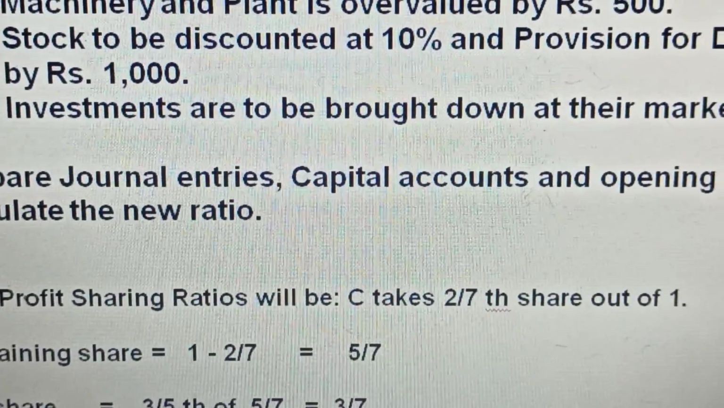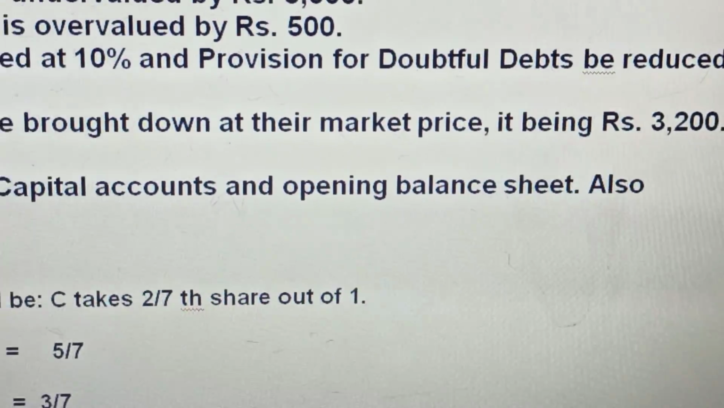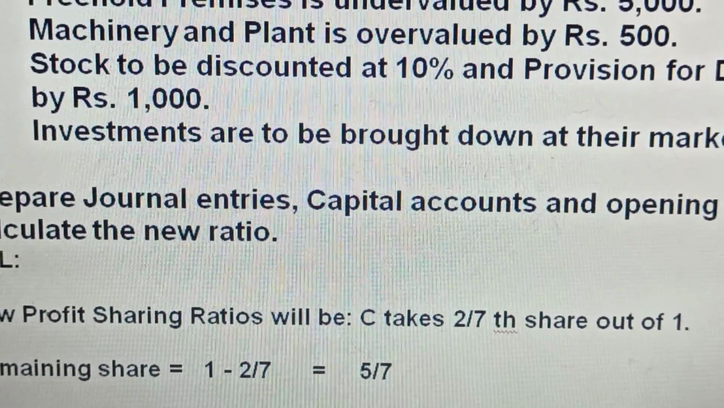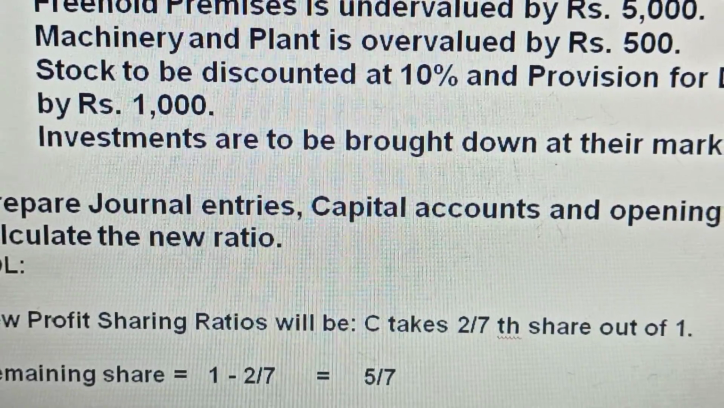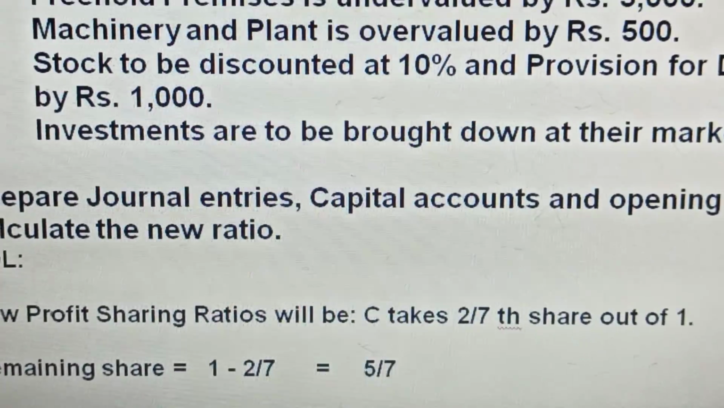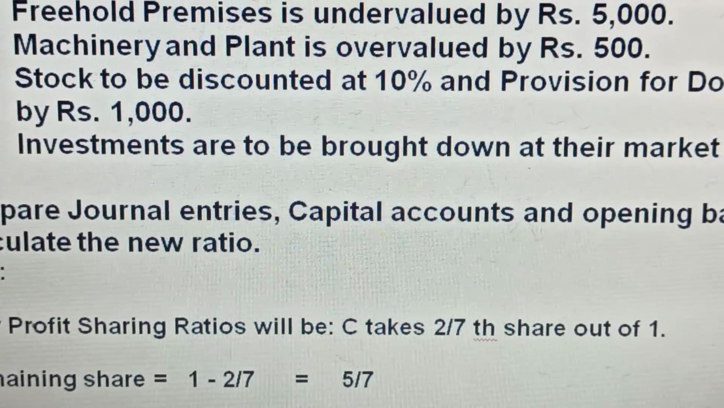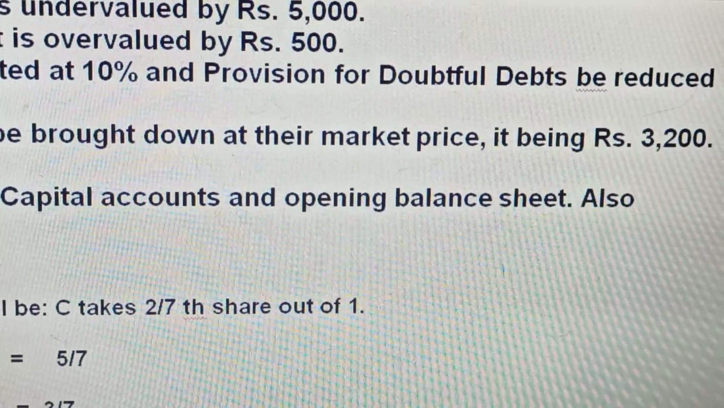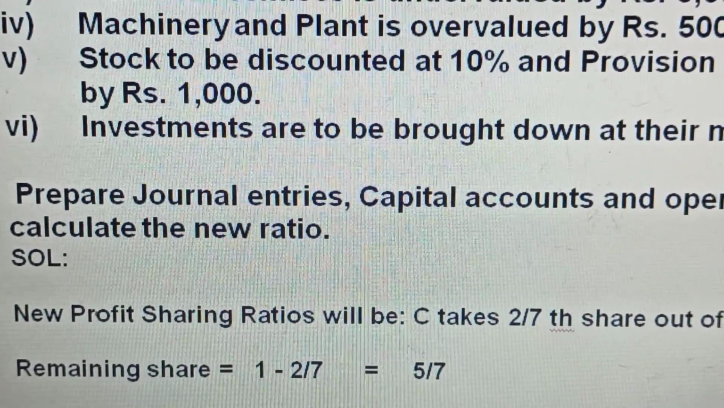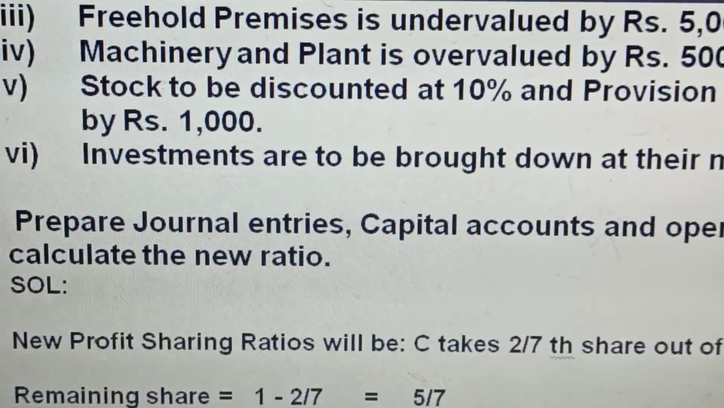Further, it is said stock is to be discounted at 10% and provision for doubtful debts is to be reduced by rupees 1,000. The liability is reducing. Liability reduces on the credit side. Investments are to be brought down to the market price, it being rupees 3,200. Now you have to prepare the journal entries, capital accounts, and the opening balance sheet, and also calculate the new ratio.